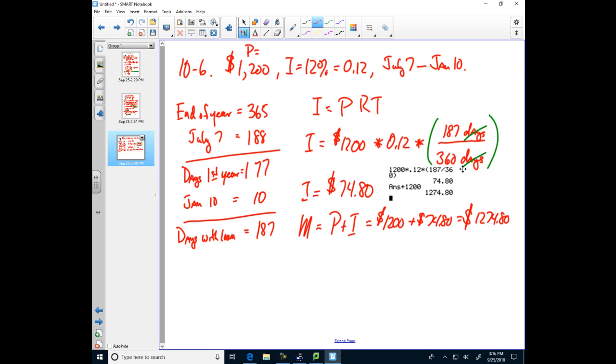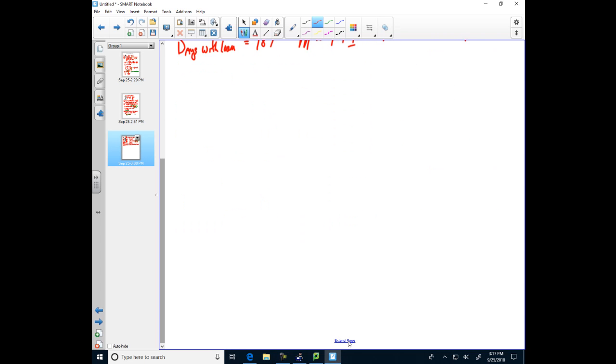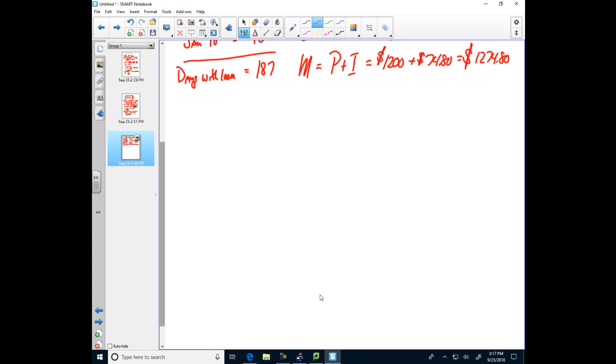There's actually what I consider a simpler way. Okay? And I'm going to show you what this is. You can use either one. I don't care. So what I'm going to show you now is a different way of calculating the days we have the loan.